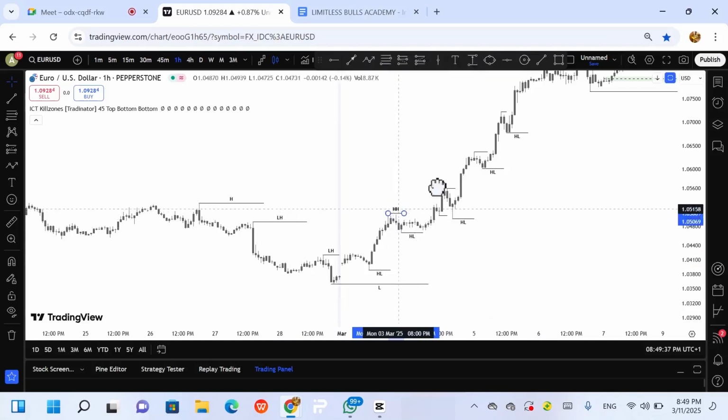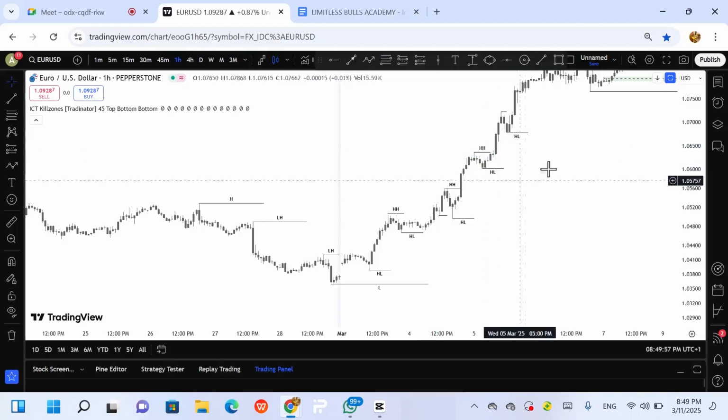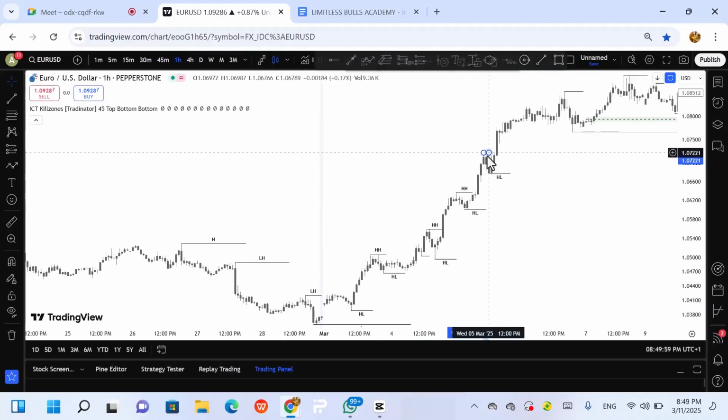Please pay attention to this. It's very important. Market structure is very important. You cannot trade without market structure. It's as if you are trading blindly. So notice where I am marking this: at the swing highs and at the swing lows.